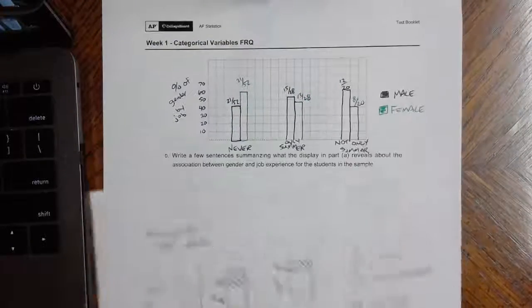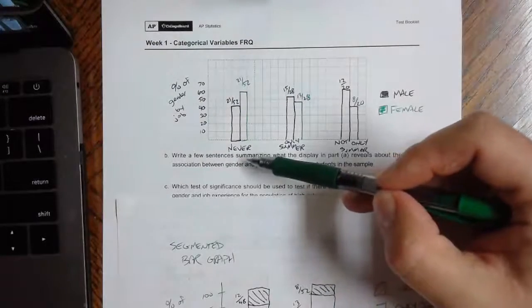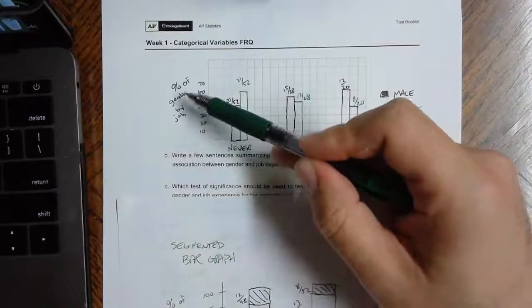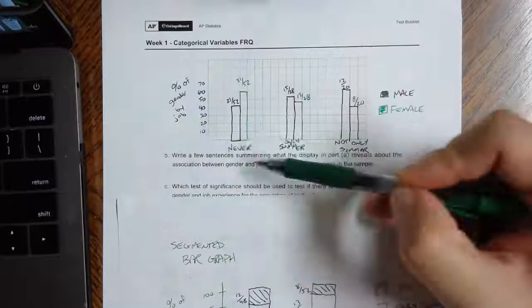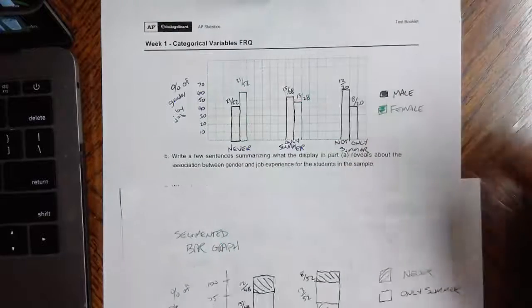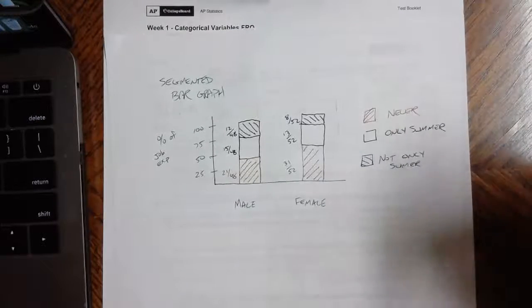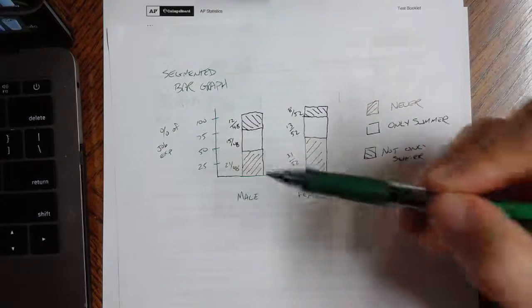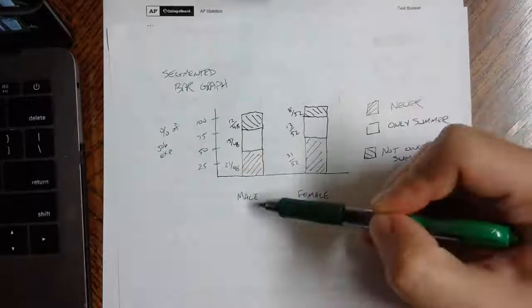On the way I made the first display, I put the conditions based off of the type of job. And I have to label my axis. So this is the percent of gender by job. Never, only summer, not only summer. And the other one, I just decided to flip just for a different visual. So this one is the percentage of job experience conditioned by the genders.